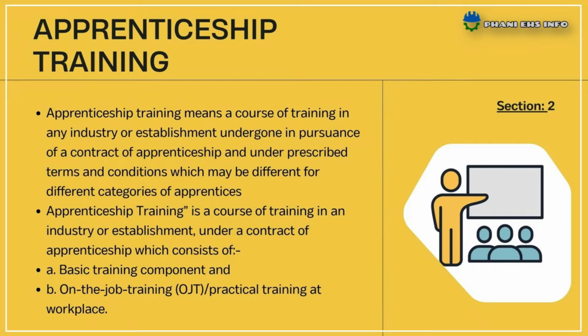Some of the important elements in this Act are: apprenticeship training. Apprenticeship training means a course of training in any industry or establishment undergone in pursuance of a contract of apprenticeship and under prescribed terms and conditions, which may be different for different categories of apprentices. Apprenticeship training is a course of training in an industry or establishment under a contract of apprenticeship which consists of A. Basic training component and B. On-the-job training, OJT, practical training at the workplace.